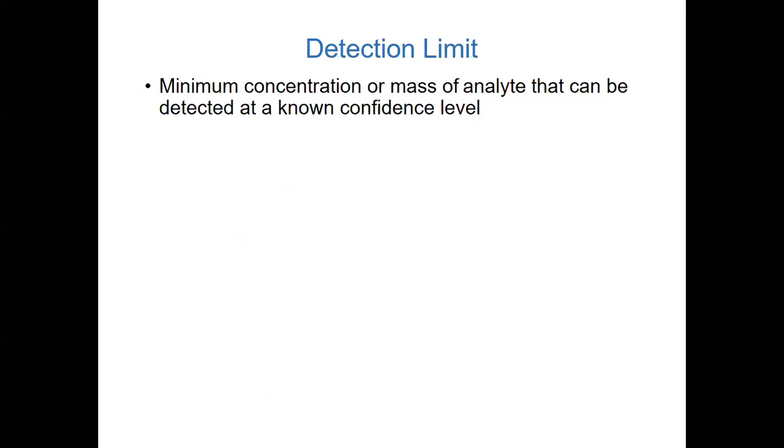If we go for a more scientific definition, the detection limit is the minimum concentration or mass of analyte that can be detected at a known confidence level, let's say at 95% confidence level. That is the minimum concentration or mass of the analyte that can be detected using a particular instrument. That is important, because if the minimum amount is a really high concentration, we cannot determine smaller concentrations using that analytical technique. Therefore, the detection limit has high importance, right?